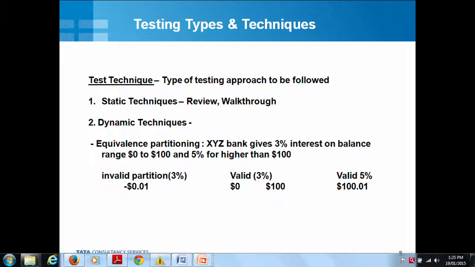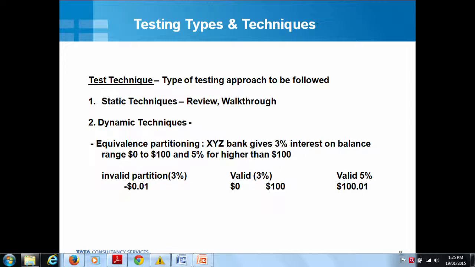For valid partitioning, we have divided into upper and lower limits. The lower limit would be $0. The upper limit would be $100, and within this range, both inclusive, you'll have the interest rate of 3%. You could also have one in between as well, say $50, and these three examples would fit into your valid scenarios for 3%.